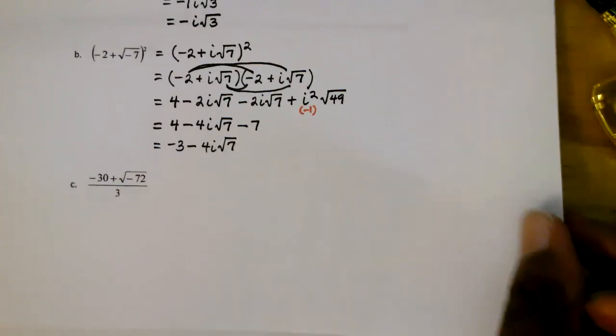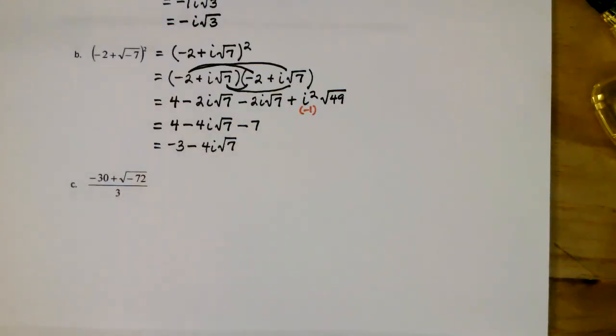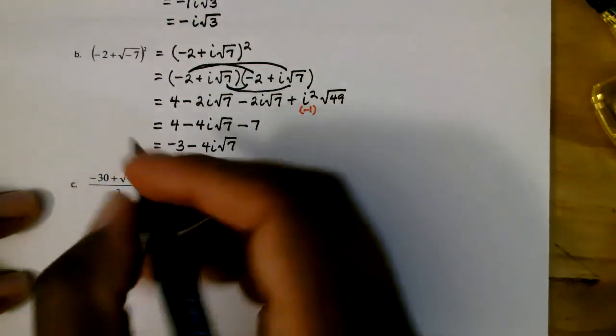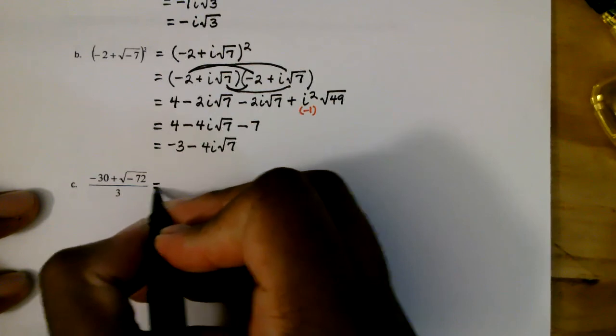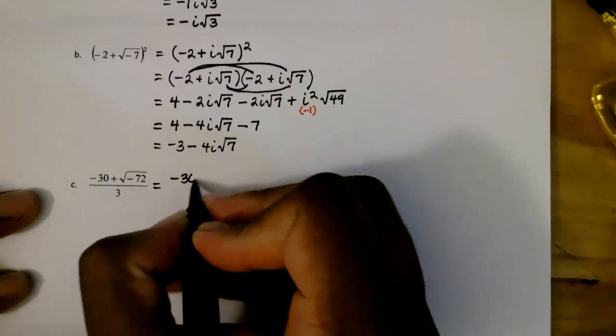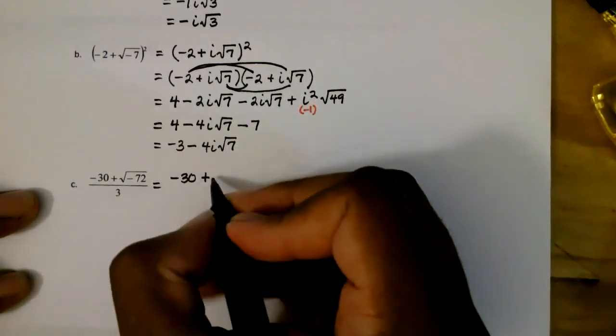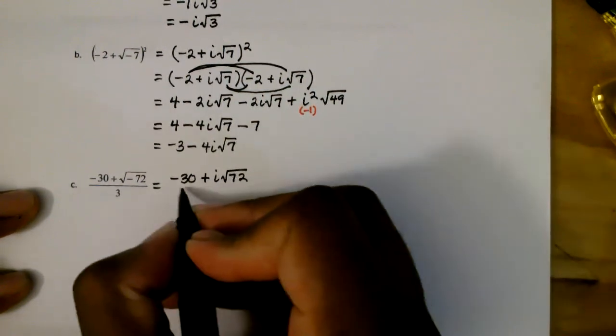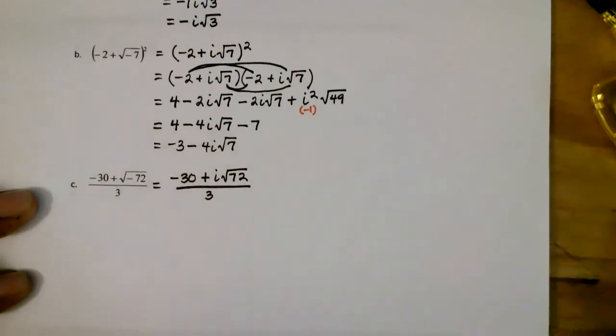Okay, here's another one of these. Negative 30 plus the square root of negative 72, divided by 3. Well, let's first write this in terms of i. So here, there's a negative sign underneath the square root. So I'm going to bring over negative 30 plus and take the i out in front. So the i square root of 72, all divided by 3, I should say.